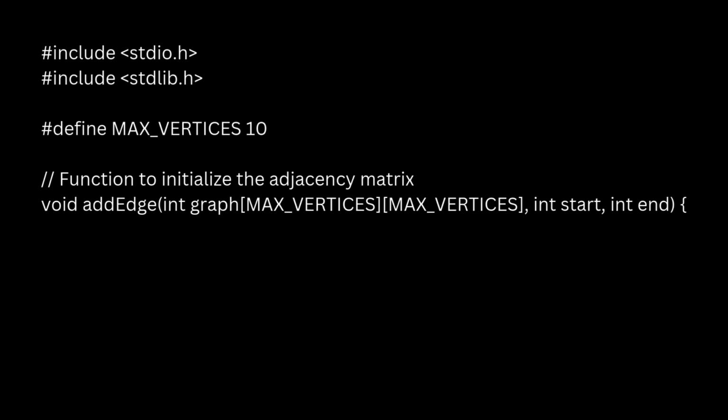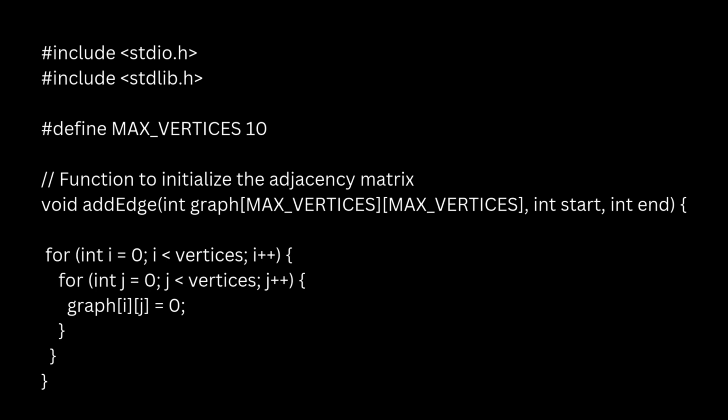This is a preprocessor directive that defines a constant MAX_VERTICES with a value of 10. This will be used to specify the maximum number of vertices in the graph. Initialize matrix function. This function initializes the adjacency matrix. The matrix is passed as a 2D array graph with MAX_VERTICES rows and columns, and it takes the vertices argument to determine the size of the graph.